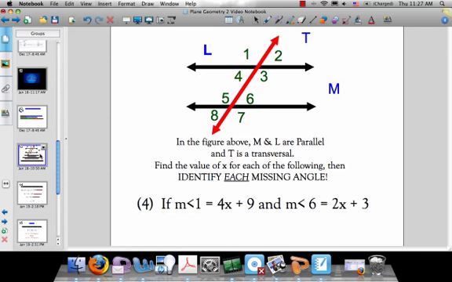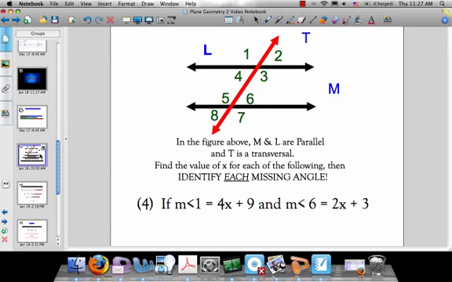Okay? So this is what I need to do. What I know in question number 4 is that the measure of angle 1 is 4x plus 9. And I also know that the measure of angle 6 is 2x plus 3. I take a look at my picture where I look at angle 1 and I look at angle 6. Angle 1 clearly is an obtuse angle where angle 6 is an acute angle.